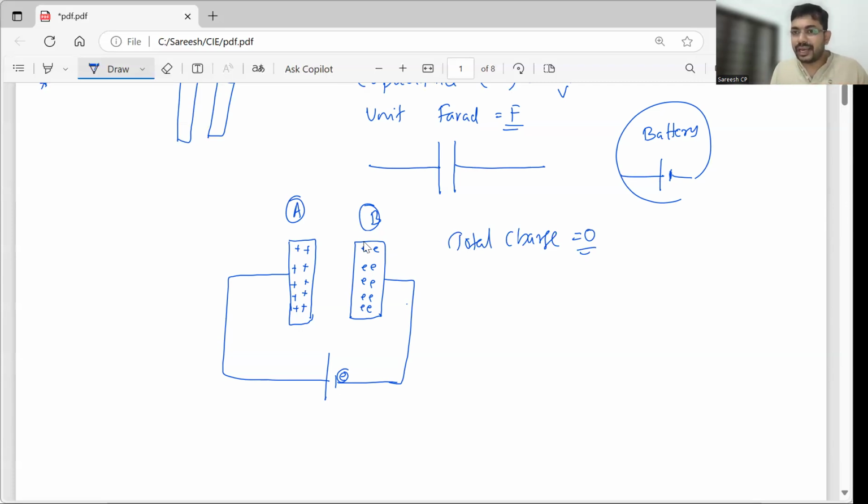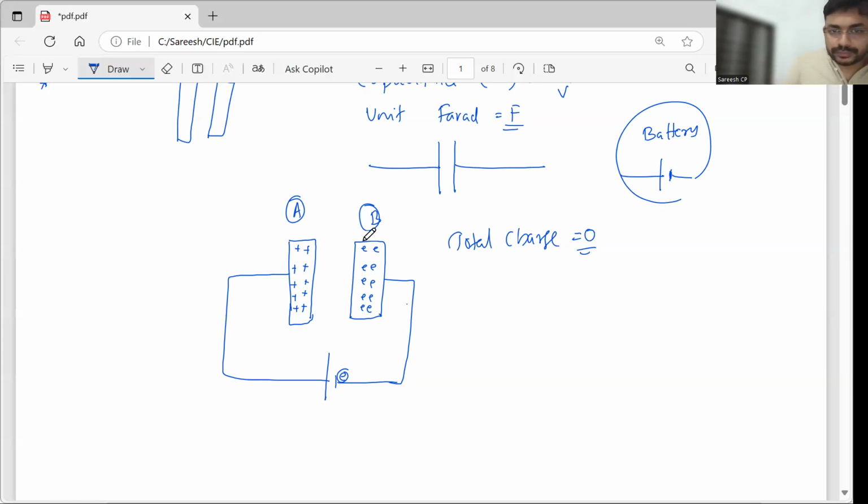So whenever you are using the formulas to calculate the capacitance or charge on a capacitor, we actually refer to the amount of charge on a single plate, not together. If it is together, the total charge will always be equal to zero.